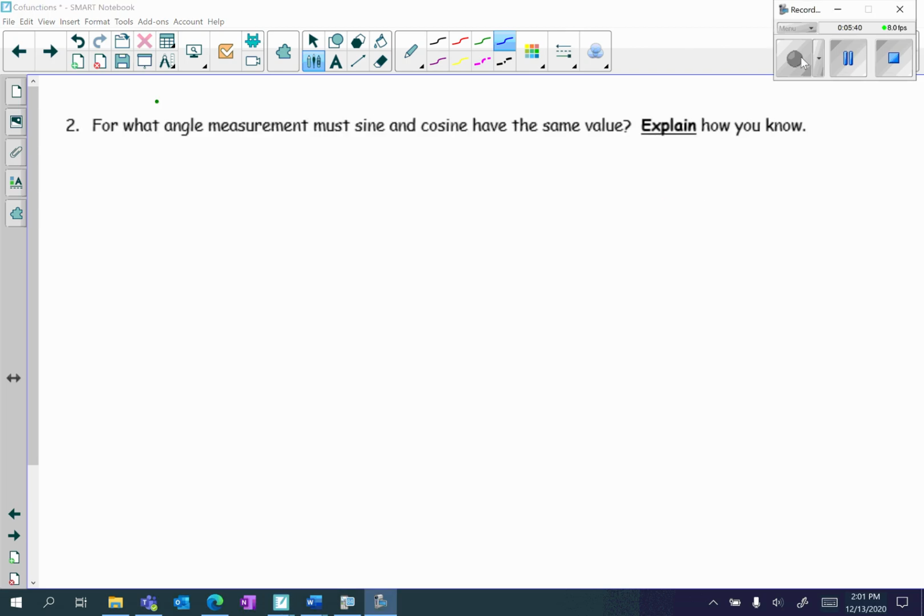Next, we have a bit of a challenge question. For what angle measurement must sine and cosine have the same value? Explain how you know. So if I have sine of an angle is equal to cosine of an angle, what number does that have to be? Pause the video now.